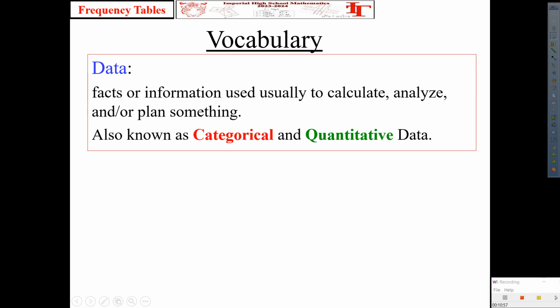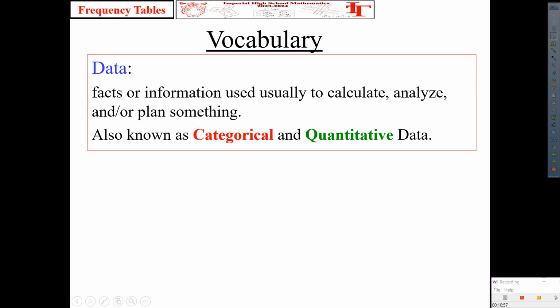Does that make sense? So kind of like if I asked, what's your favorite type of music? Okay, that's data. That's information. Okay? What's your favorite type of food? That's information, and so on and so forth. But there's two types that we're going to be working with throughout the year, categorical and quantitative.